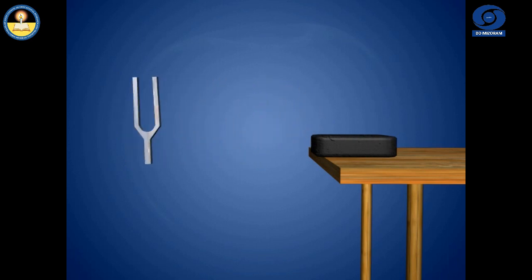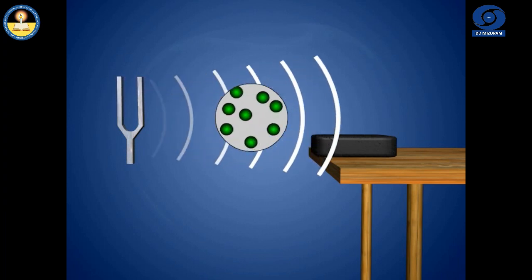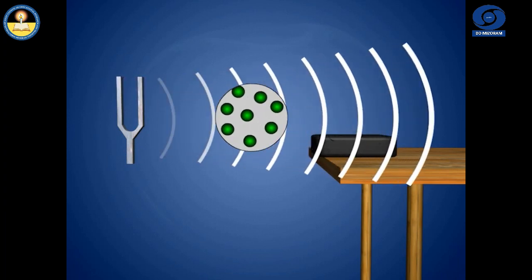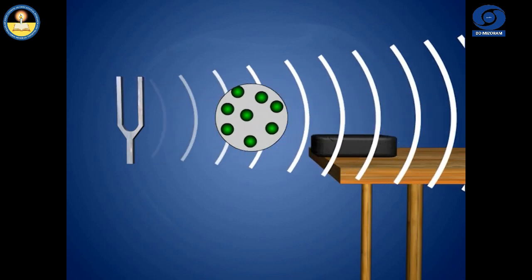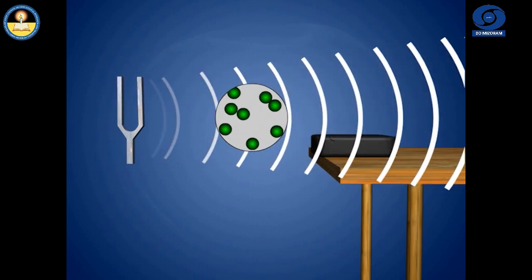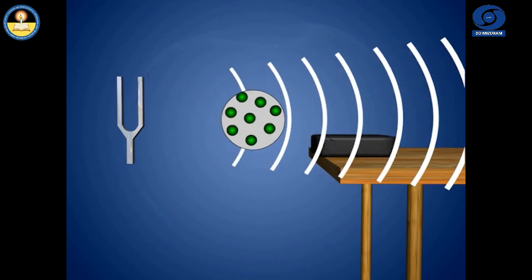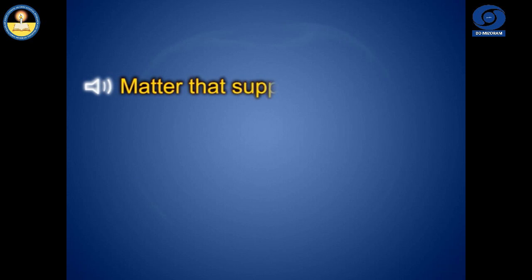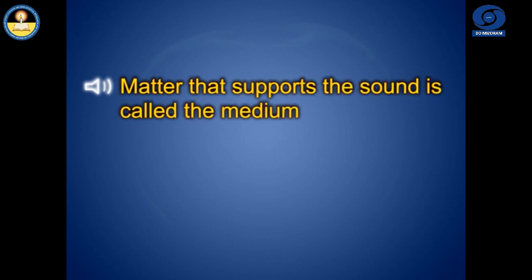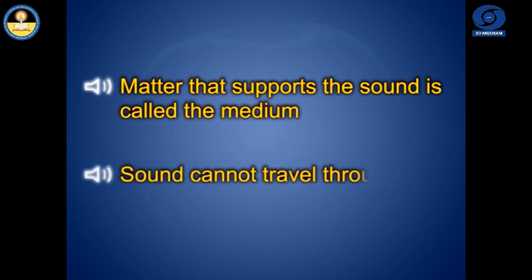As the prongs of the tuning fork vibrate back and forth, they begin to disturb surrounding air molecules by passing on their energy to adjacent air molecules. This makes the air vibrate. The matter or substance through which sound is transmitted is called a medium. In fact, sound requires a medium to propagate further. Sound cannot travel through vacuum.